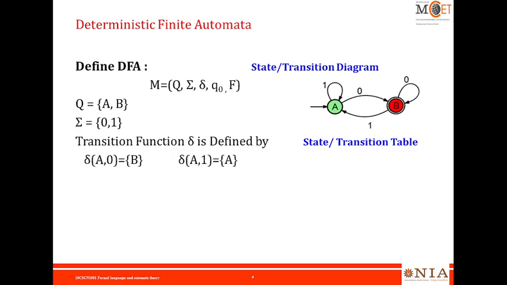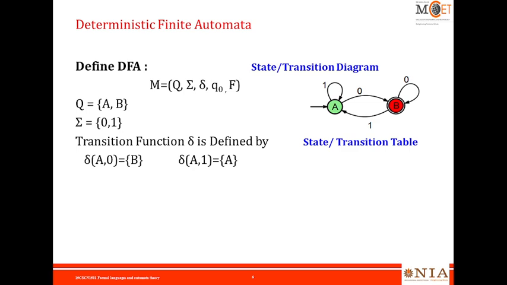Initially we are applying the transition function for the starting state A, on inputs 0 and 1. First, δ(A, 0): we apply the transition function on state A with input symbol 0, and it goes to the next state B. So δ(A, 0) = B. Next we apply input symbol 1 on state A, and it goes to the same state. δ(A, 1) = A.